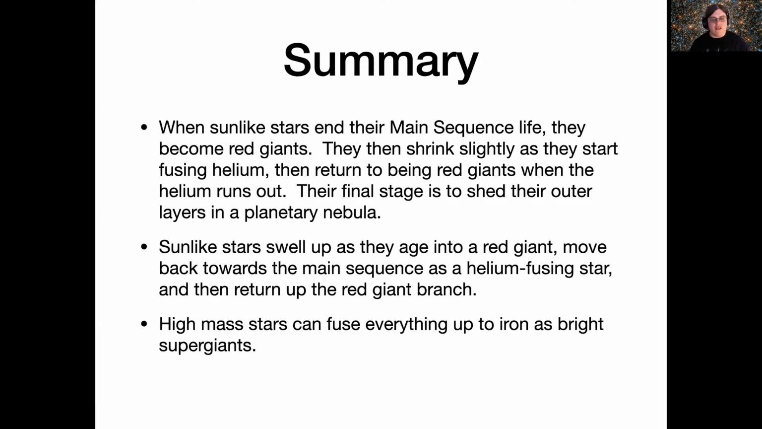High mass stars can fuse everything up to iron. So when they leave the main sequence, they just track straight to the right. They don't increase much in luminosity. And they might wiggle back and forth as they go through fusing things up to iron, or they might not. And so these are supergiants.